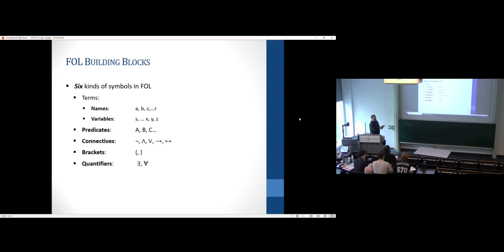We're going to talk through these one by one, but I'm going to introduce them all together, right? First, we have terms, and there are 2 types of terms. There are names, and there are variables. Names we will express with lowercase letters, A through R. Variables we will express with lowercase letters, S through Z. And as before, we can use little subscripts if we need to.